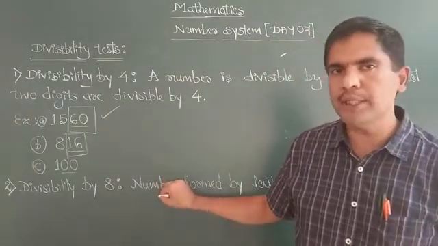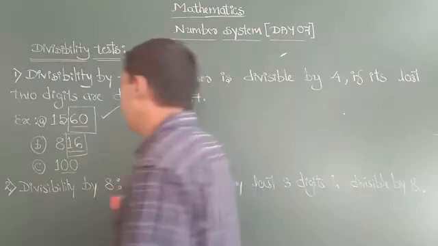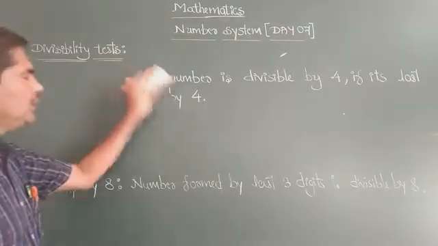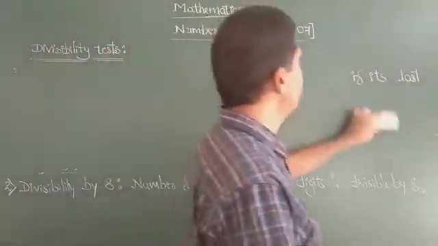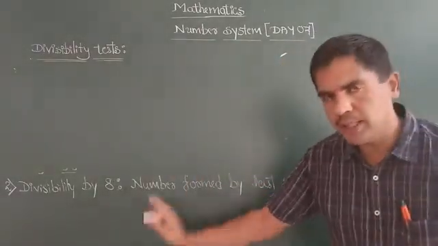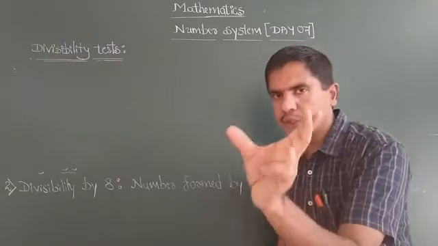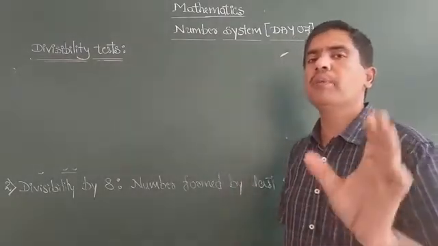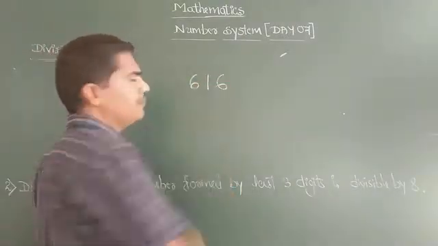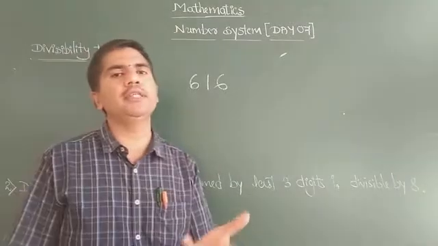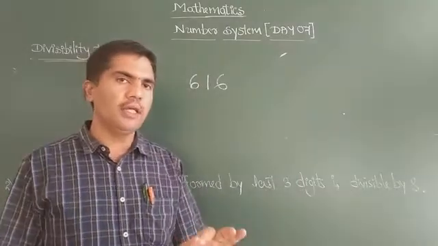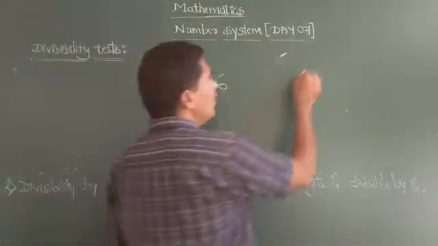Then coming to the divisibility test by 8. As I have told you, a number is said to be divisible by 4 if the number formed by the last two digits is divisible by 4. At the same time, to be divisible by 8, the number formed by the last three digits must be divisible by 8. Let us take the examples now. I have 660. I have only a 3-digit number, so I should cross check only. There is no other way out now.